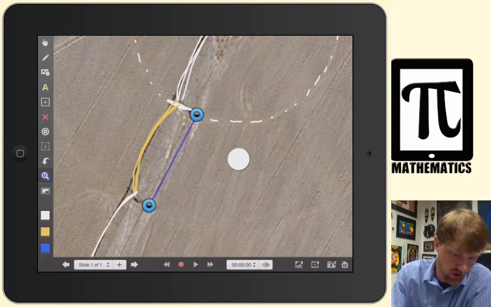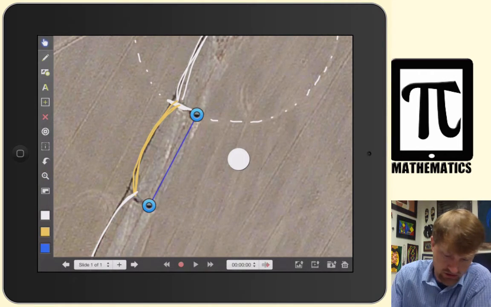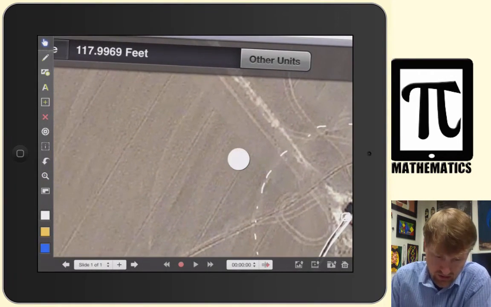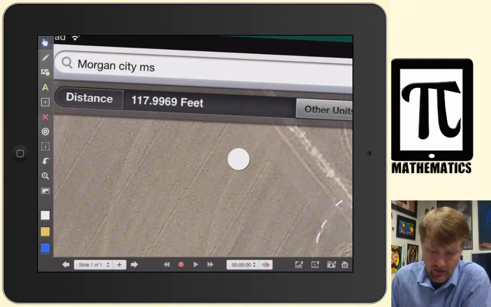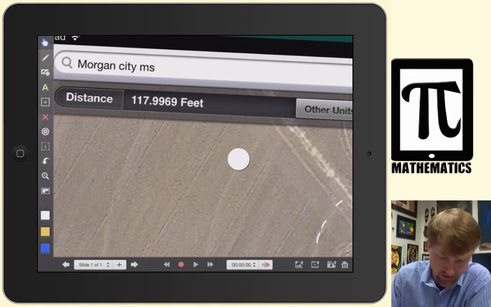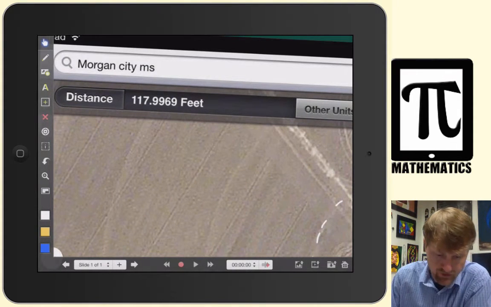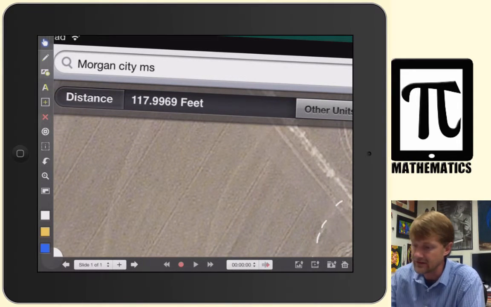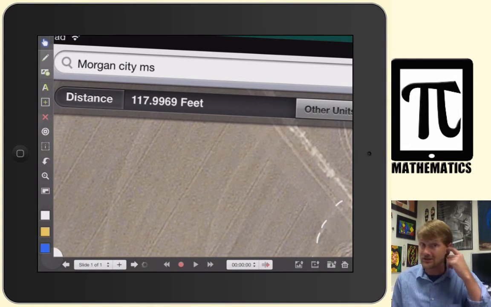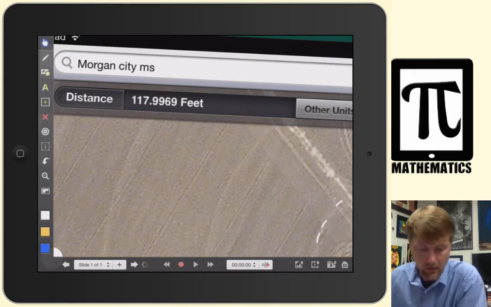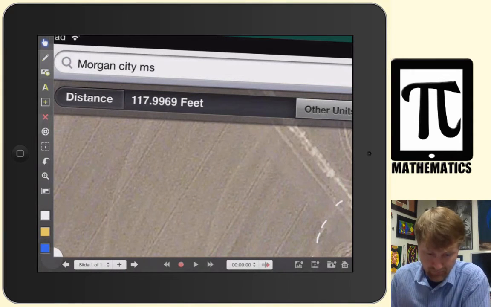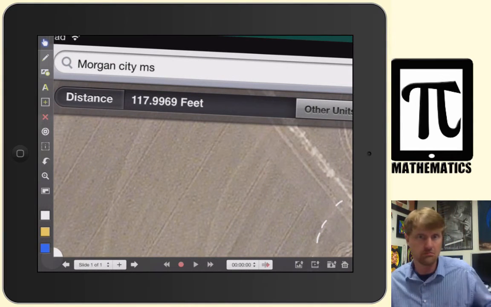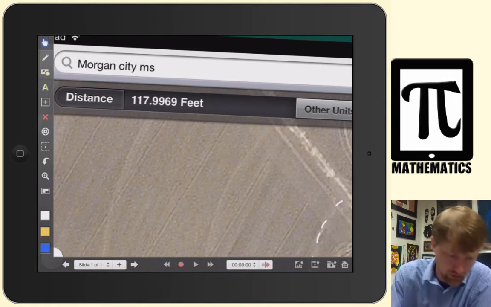So here we are. We have a nice little section here, and with GeoMeasure it tells you the distance of that section. So it was 118 feet. So our question is going to be how much we need to build a pivot. We need to put in a pivot.